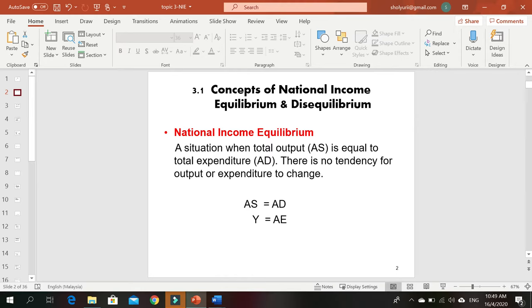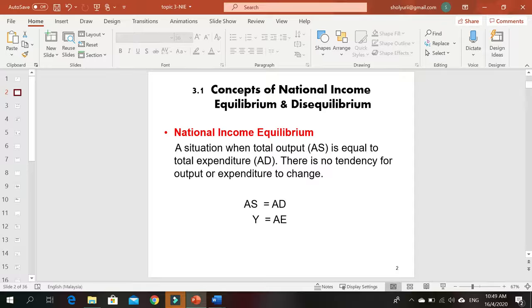It is a situation when the total output, jumlah penghasilan barangan ataupun kita panggil sebagai aggregate supply, like I told you before, kalau kita belajar pasal makro, kita tak akan panggil supply curve dah, kita akan panggil dia sebagai aggregate supply. Why? Because this is the supply of the entire economy. Okay, is equal to the total expenditure, whereby nama lain dia adalah aggregate demand. Jumlah yang orang nak jual sama dengan jumlah yang orang nak beli. Okay, so this is the meaning of national income equilibrium. Aggregate supply is equal to aggregate demand.